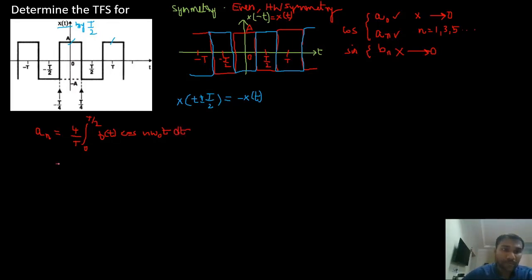Okay, now my period here, I can consider 0 to T, right? I can consider 0 to T. So what is my value from 0 to T by 4? 0 to T by 4 is A, and from T by 4 to 3T by 4 it is minus A, and again from 3T by 4 to T it is plus A, right?